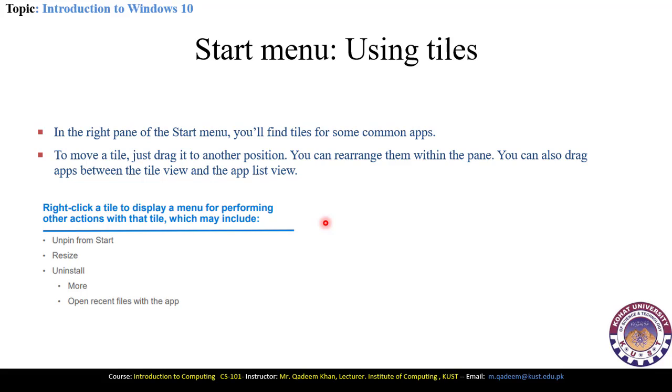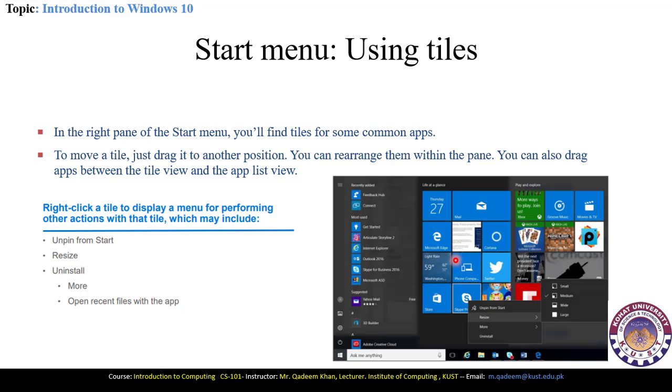Right click on a tile to display the commands for other actions for that tile, which may include unpin from start. Also you can resize, uninstall, and more options here. So this is the tiles view. You can arrange these tiles according to your own choice. Also when you right click on a particular tile, you can pin it here. So you can pin them here, just click on that, then you can use them.